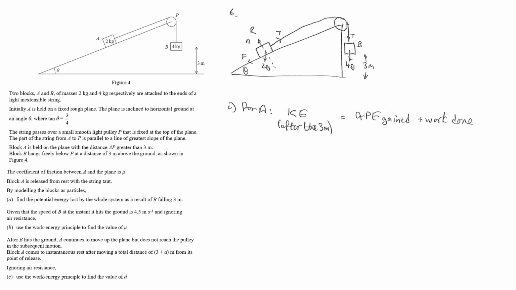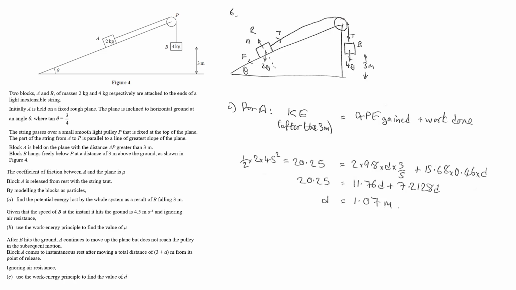that kinetic energy is going to be converted to the gravitational potential energy plus the work done, by moving from where it finished after the 3 meters to d, the distance moved d. So I've put that in. Half times mass 2 times the velocity. Remember, it's going to come to instantaneous rest, so all that kinetic energy is just going to vanish. It's just going to go.